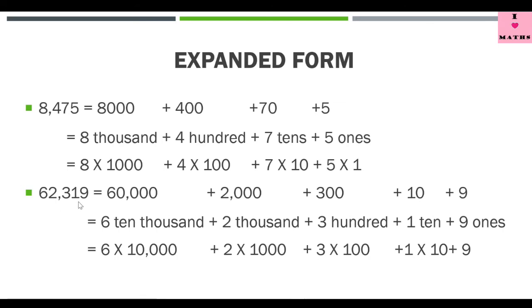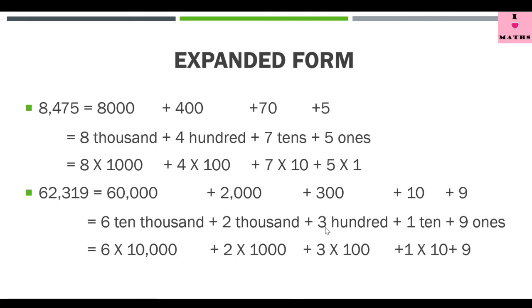Now look at this number, it's slightly bigger, but then you have done this also in your class 4. Let's read the number first. 62,319 is equal to 60,000 plus 2,000 plus 300 plus 10 plus 9. So children, if you will add these numbers, you will get 62,319. Now we can also write 60,000 as 6 10,000s plus we can write 2000 like this.